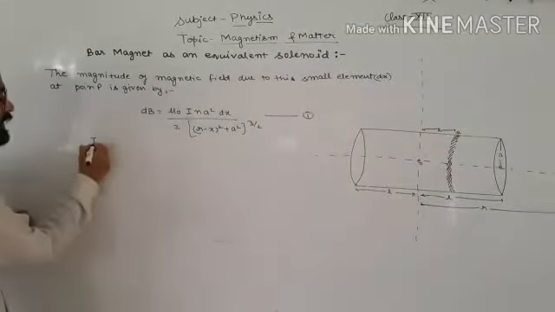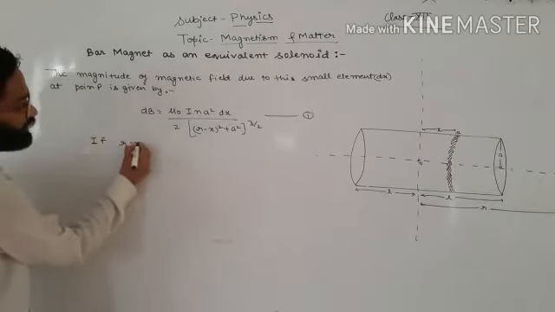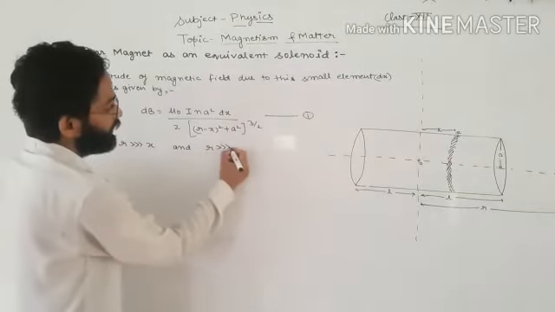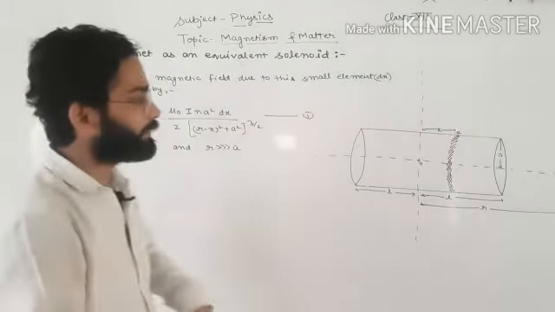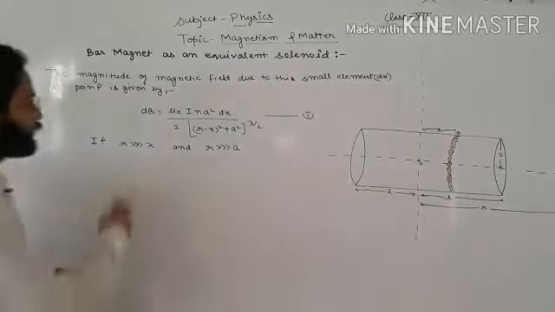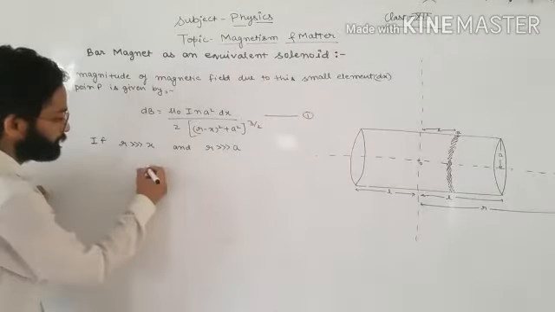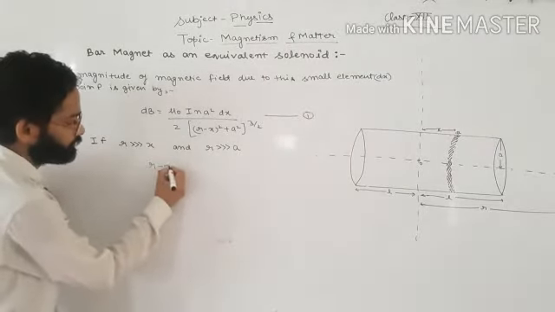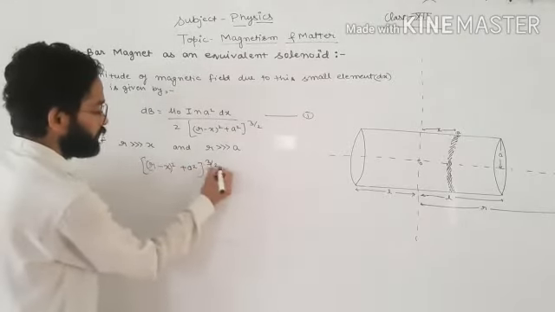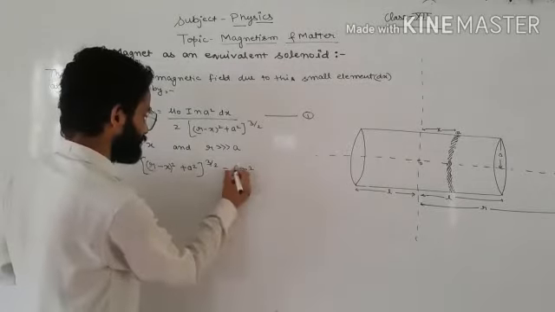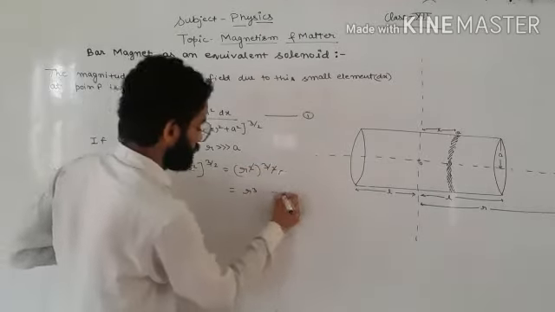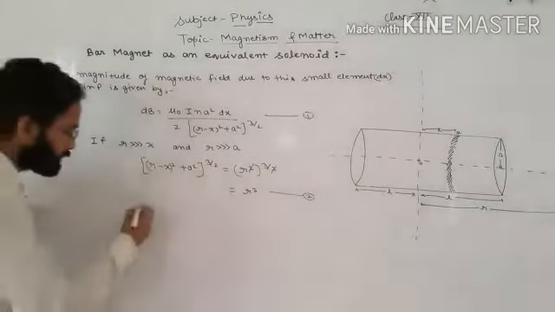Now let us consider r is much greater than x and r is also much greater than a, that means this point P lies so far from the solenoid. So in the above equation, (r minus x) whole square plus a square, power 3 by 2, is equal to r square power 3 by 2, that can be written like r cube. This is equation number 2.